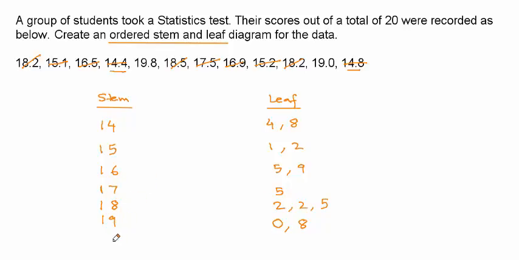And one final thing, you want to add the key. Like we did on the previous example, somebody who looks at this should understand that a 14 on this side and a 4 on this side doesn't actually mean the number 144. After all, it's a score out of a total of 20. So we say 14|4 in inverted commas means 14.4. And that tells the story. You know how to read this data.